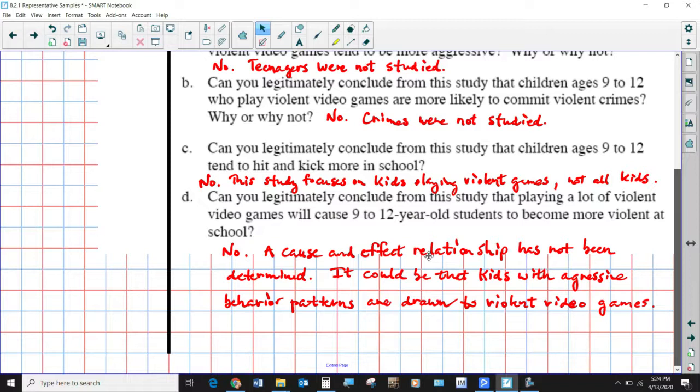Or could there have been a reversal? Could there have been a situation where students who tend to hit other people and are more aggressive prefer to play violent video games? I mean, we don't know what the cause and effect is. Maybe they're playing the violent video games because they already have that predisposition to be aggressive and hurtful of other students.